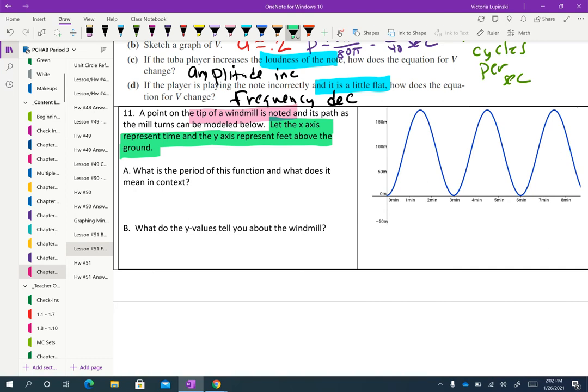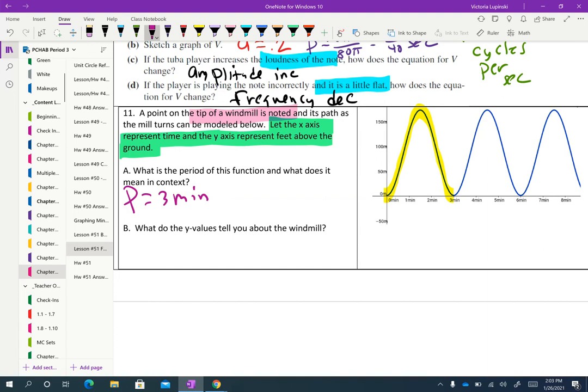When it asks you for the period of this function and what does it mean in context, so again, the period is the length of time it takes to go through one full cycle. For now, we only know how to start at 0. So if you're going to find one full cycle, then you're going to look at this upside down cosine right here. And if you look at this, then you're going to conclude that the period equals 3 minutes.